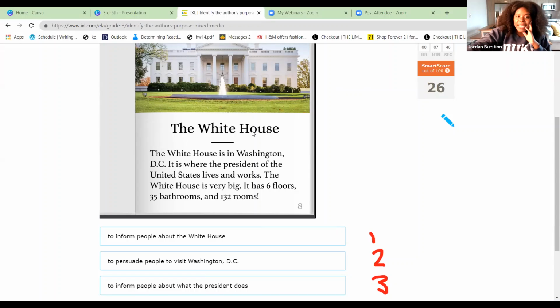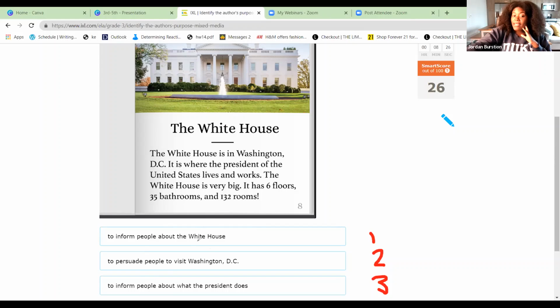It says the White House. The White House is in Washington, D.C. It is where the President of the United States lives and works. The White House is very big. It has 6 floors, 35 bathrooms, and 132 rooms. Okay. They give us 3 options for the main idea: to inform people about the White House, to persuade people to visit Washington, D.C., and to inform people about what the president does.